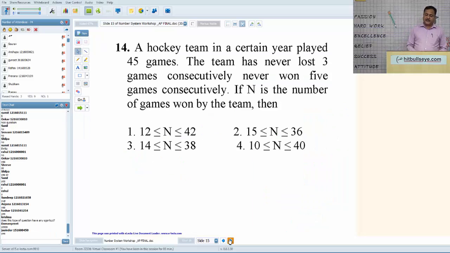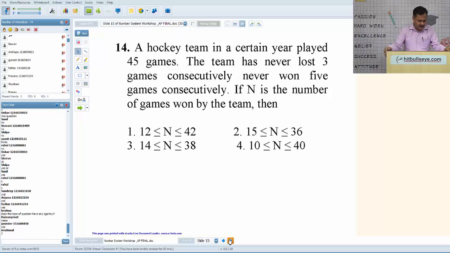A hockey team in a certain year has played 45 games. The team has never lost 3 games consecutively, never won 5 games consecutively. If n is the number of games won by the team, then what should be the range of n? First option, n is greater than or equal to 12 but less than or equal to 42. Second option, greater than or equal to 15, less than or equal to 36. Third, greater than or equal to 14 and less than or equal to 38. And fourth option is greater than or equal to 10 and less than or equal to 40.